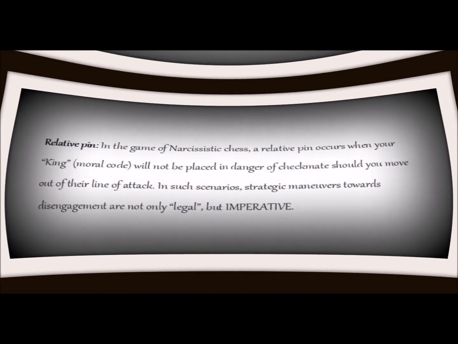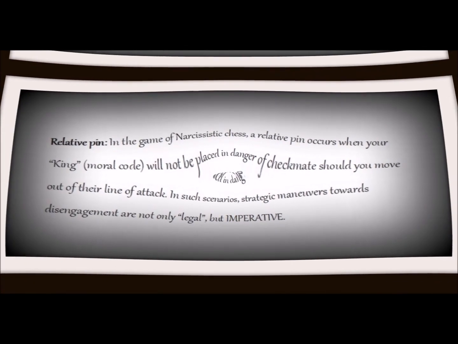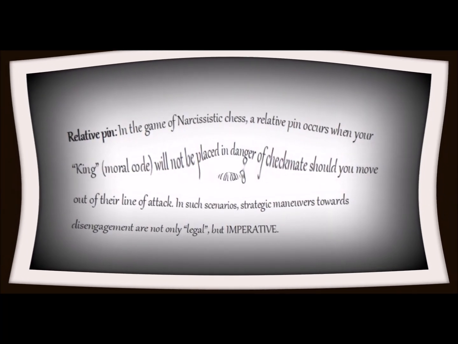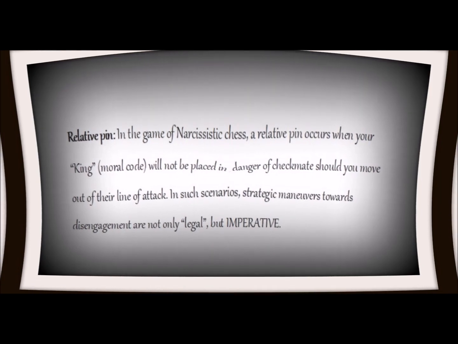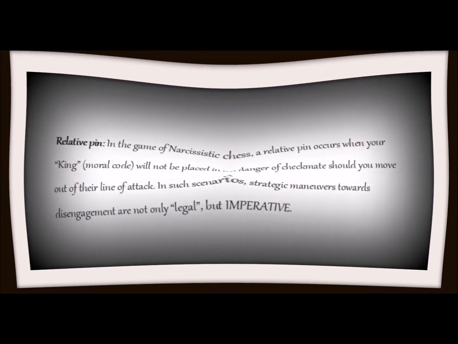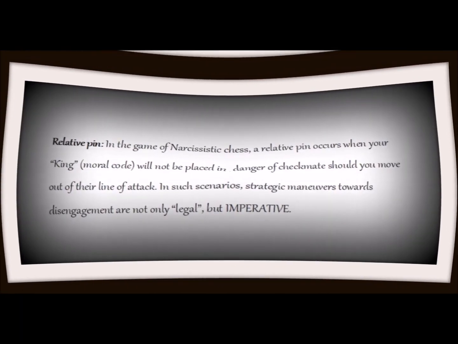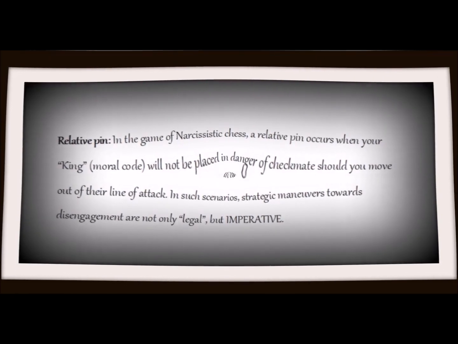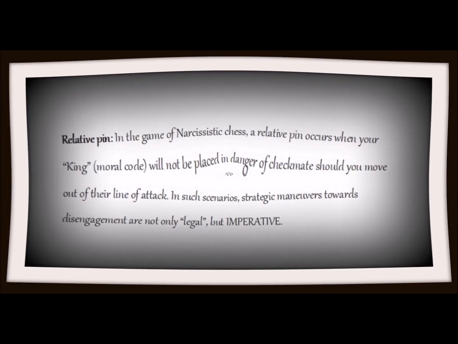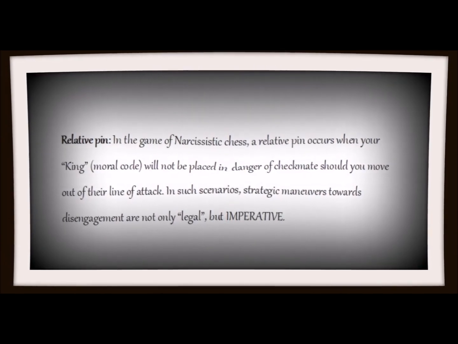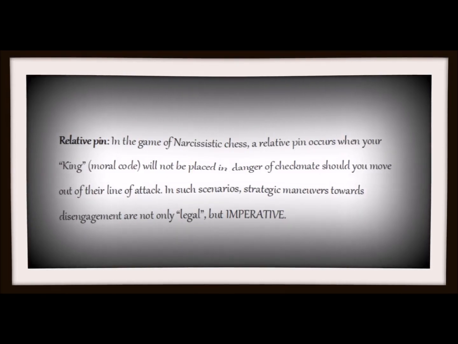Advanced passed pawn. In the game of narcissistic chess, once you have positioned yourself through adept maneuverings to the advanced passed pawn position, where no pieces of the opponent are on your file or on an adjacent file to challenge you, you are in line for promotion. Enjoy your queening. You are now the most powerful piece on the board.